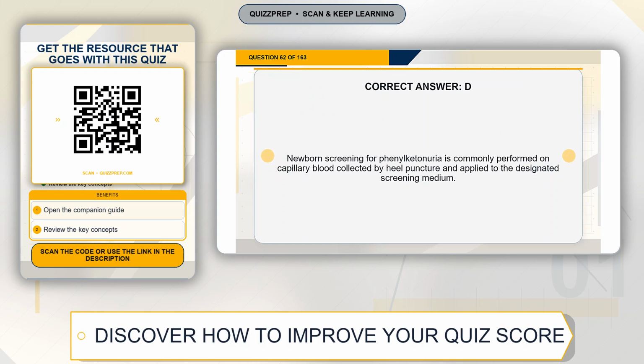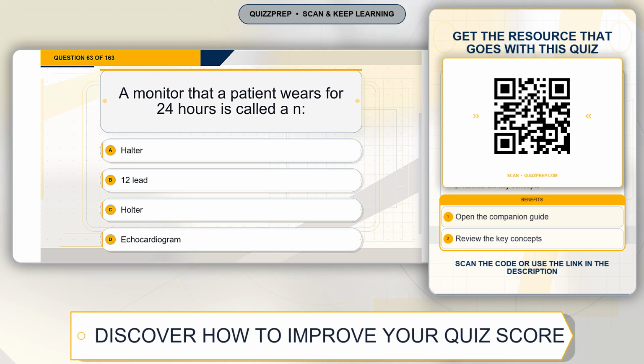Question 63. A monitor that a patient wears for 24 hours is called an: Option A, Holter. Option B, 12-lead. Option C, Holter.